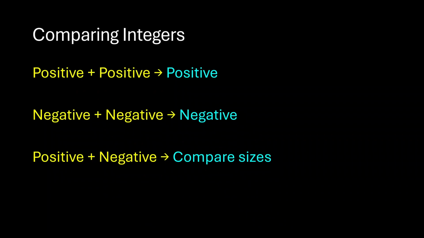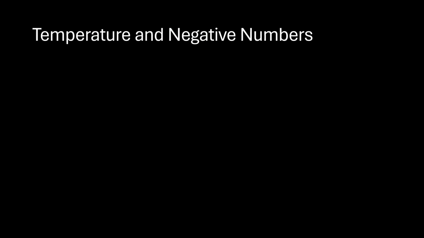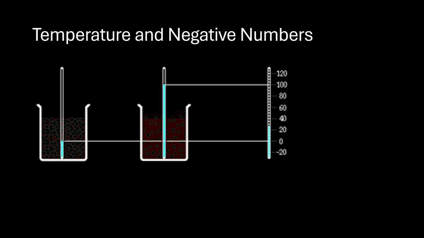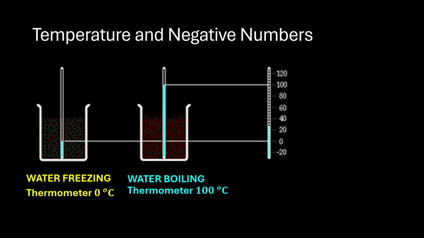Let's go back to one of our real-life examples. Let's consider temperature and negative numbers. Notice that water freezes at 0 degrees centigrade and water boils at 100 degrees centigrade. However, it can get colder than 0 degrees centigrade, and as indicated on the thermometer on the screen, you can see that negative values of temperature are also indicated here.